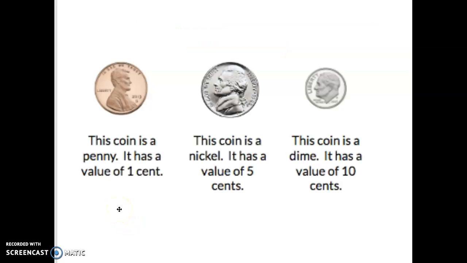This coin is a penny. It has a value of 1 cent. This coin is a nickel. It has a value of 5 cents. This coin is a dime. It has a value of 10 cents.